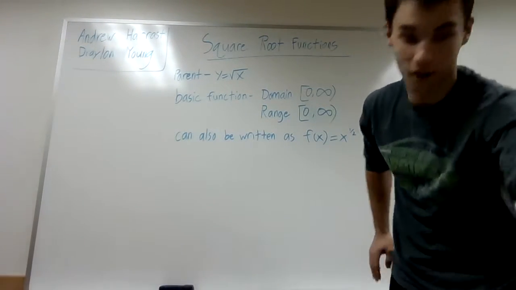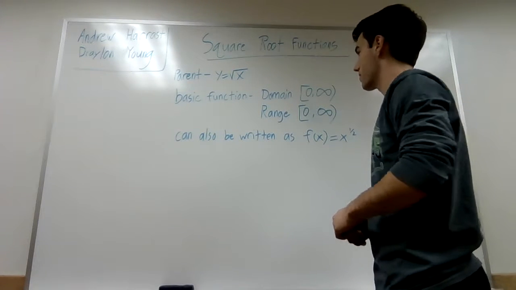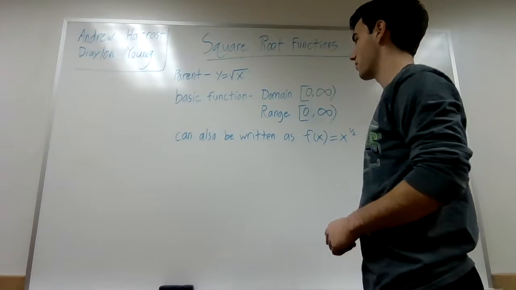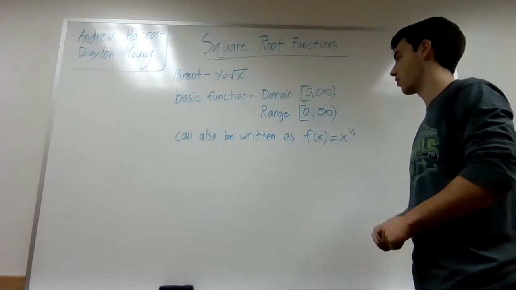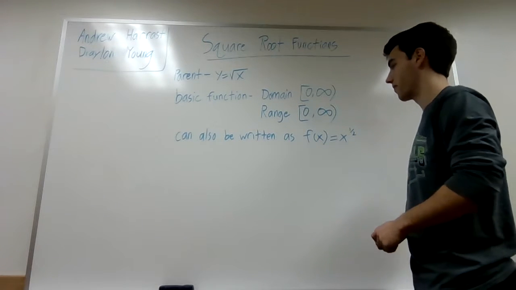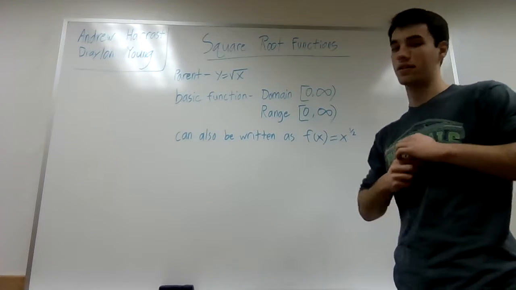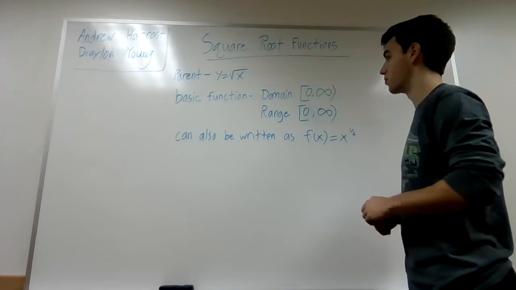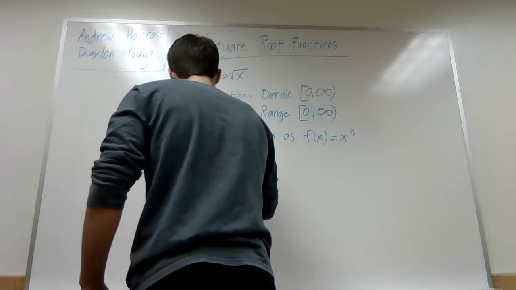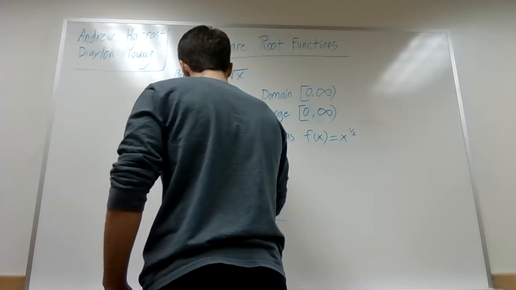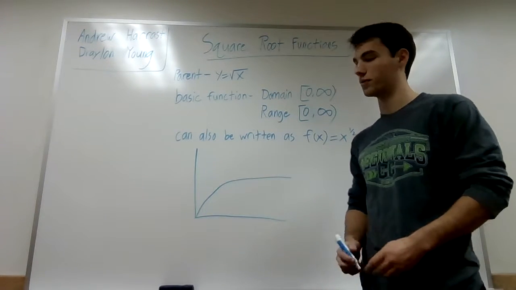So, to start off, basically the parent function is y equals the square root of x, and for this basic function you have the domain being 0 to infinity, and the range also being 0 to infinity, and it can also be written as f of x equals x to the 1/2 power, so don't be confused by that. Also, something I forgot to put down was this is kind of what the graph would look like. Not exactly like that, but that's roughly what it would look like.